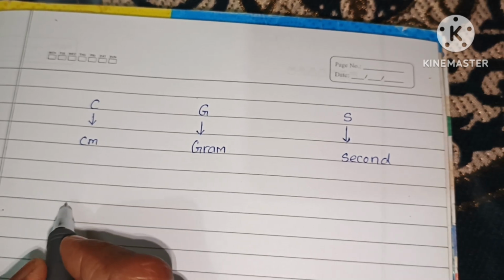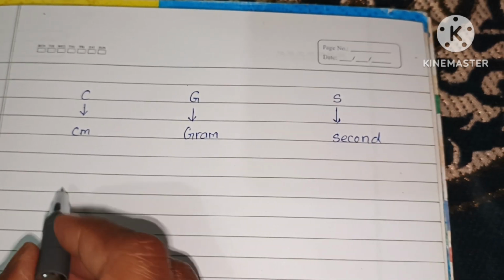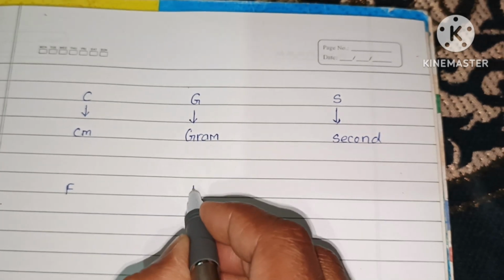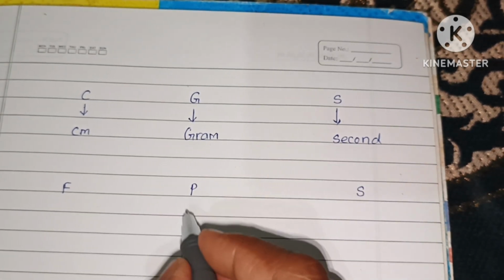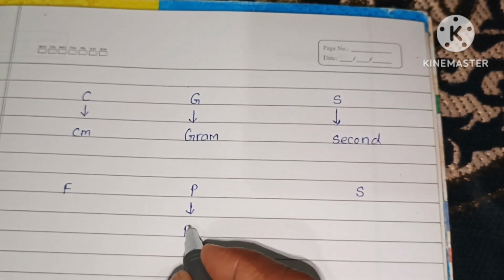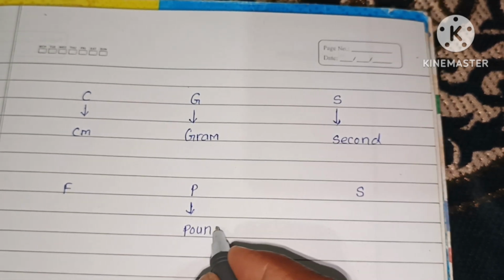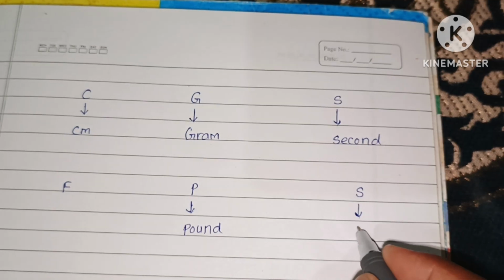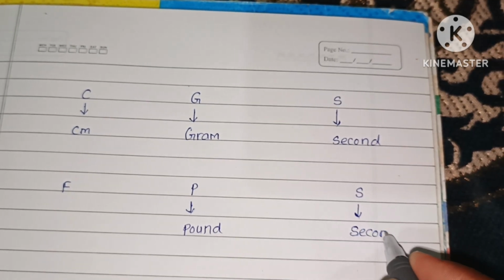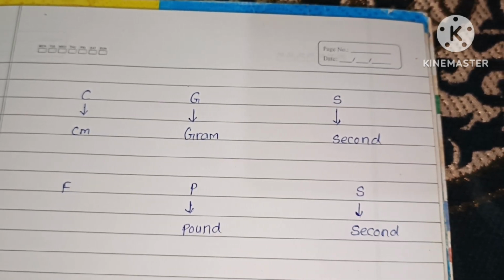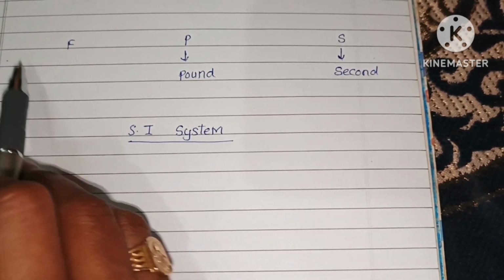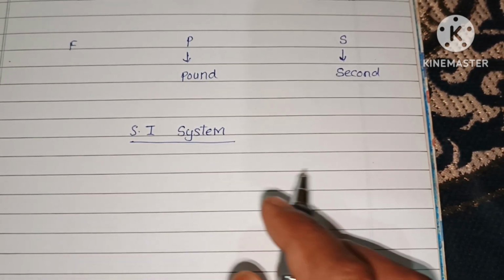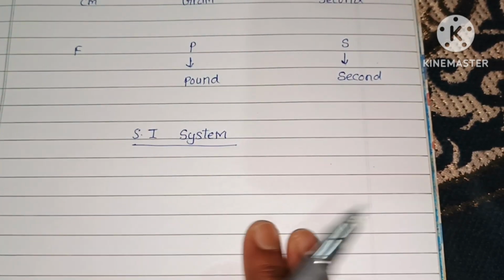And the third system is FPS, that is foot, pound, second. Okay, now in the SI system we discuss some prefixes.